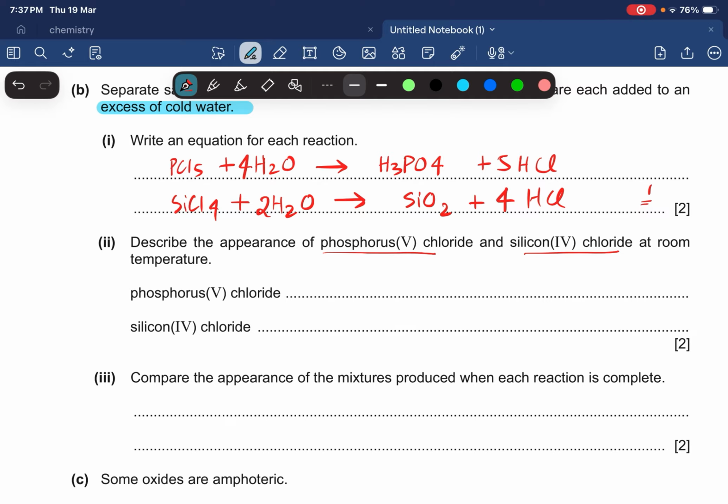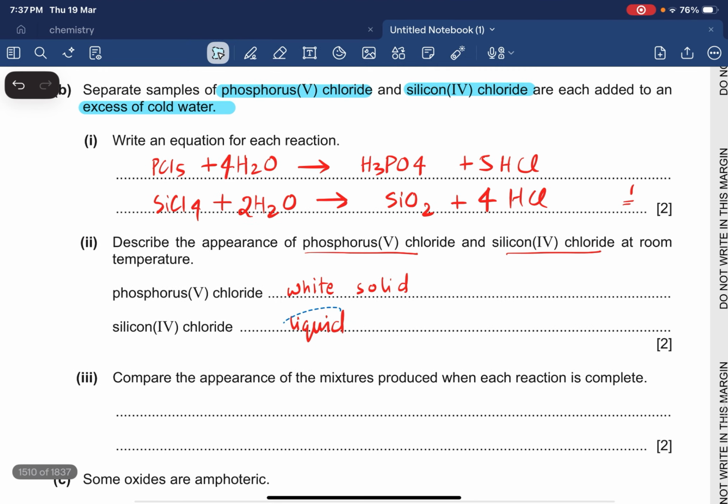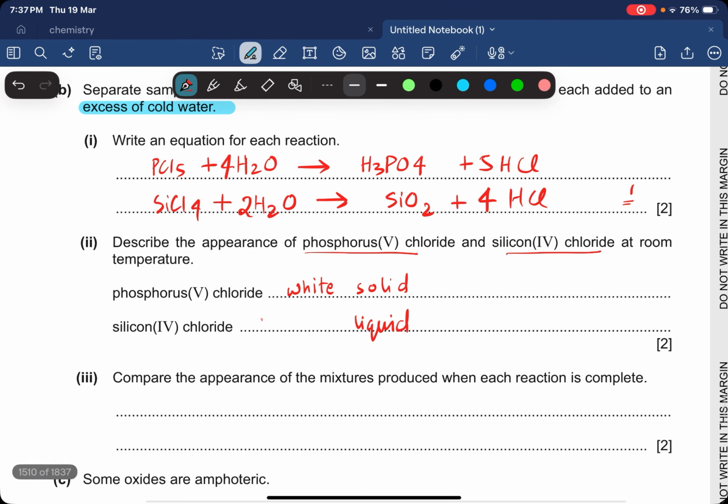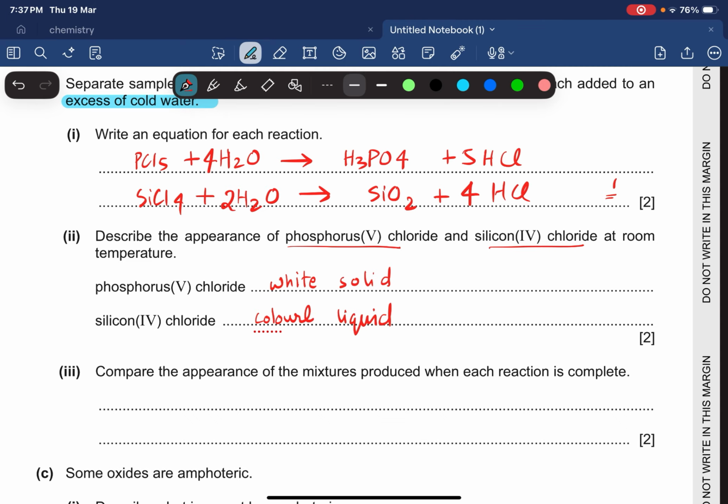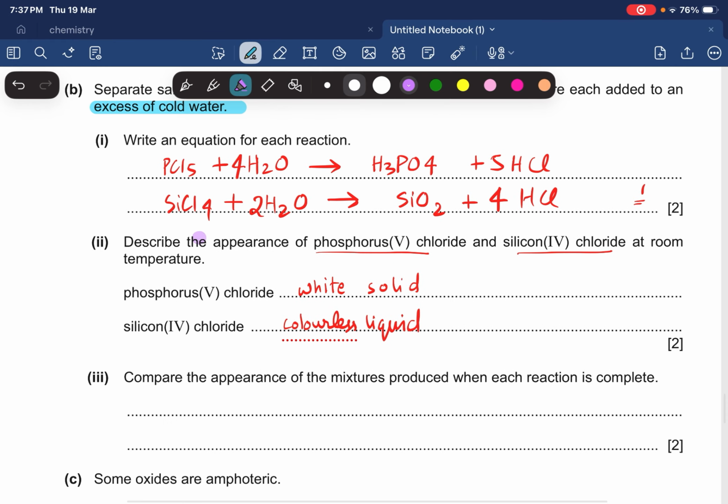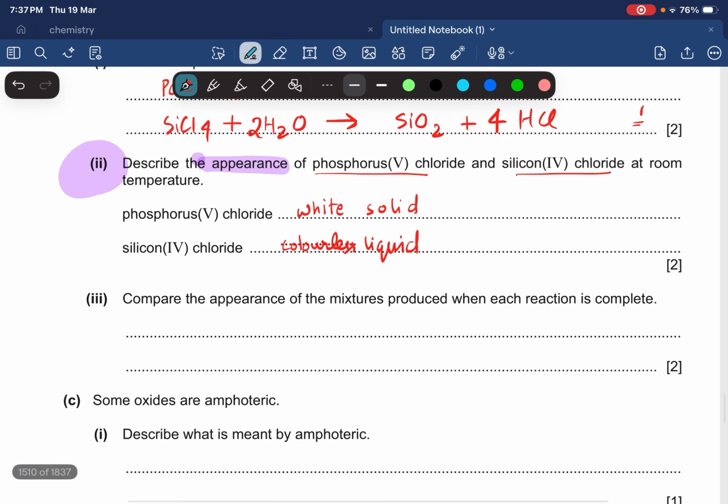Okay, so it's a white solid, and this one right here is a liquid. I don't know the color of the liquid, I'll be honest, but I know it's a liquid. Silicon chloride is a liquid, but when they ask for appearance, we have to write the color and the state. So you should learn the color. It's a colorless liquid. You have to learn it because they're not going to give you the marks. Whenever they say describe the appearance, remember color and state. I'm going to highlight this part because that's a learning thing you've got to do for all the chlorides and whatever there is.